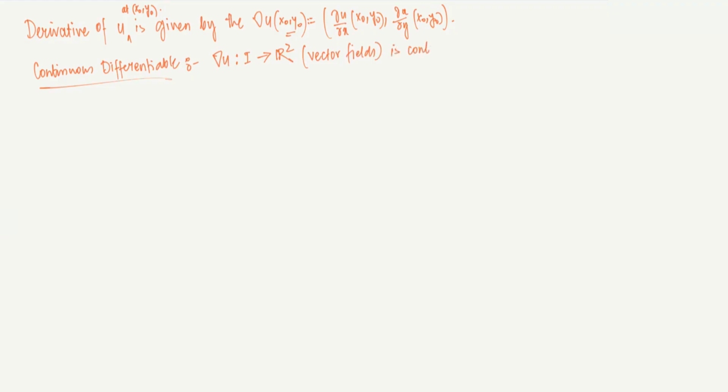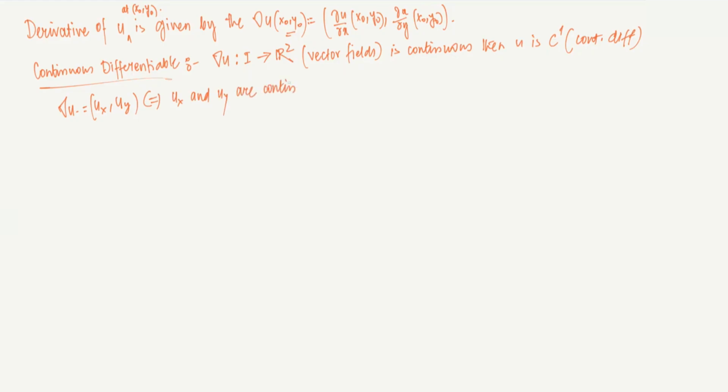So basically if the gradient of u is continuous, then u is C1, or continuously differentiable. This is a shorthand notation which I am going to use in this course. What does that mean? The gradient of u is basically ux and uy, right? So if I am saying the gradient of u is continuous, that implies that both ux and uy are continuous functions.